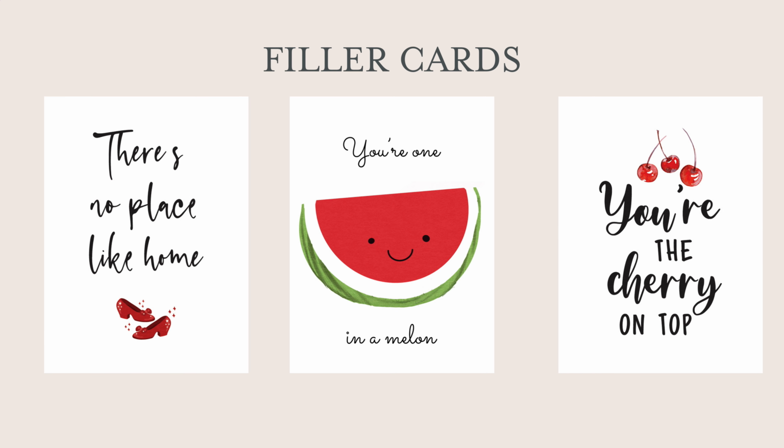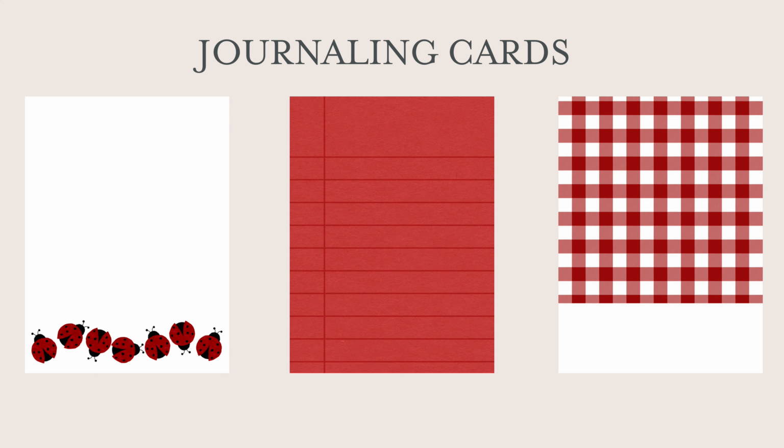There's no place like home. Those ruby red slippers, how iconic are those? And you're one in a melon, you're the cherry on top. A lot of food was brought to mind with red. Lots of yummy, juicy things there. The journaling cards are always a great chance to include your story in the layout.